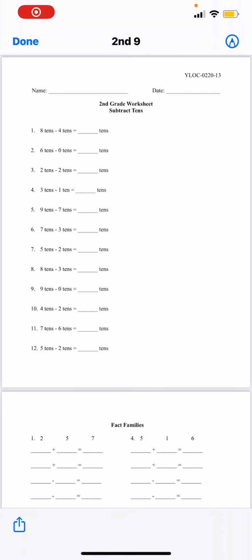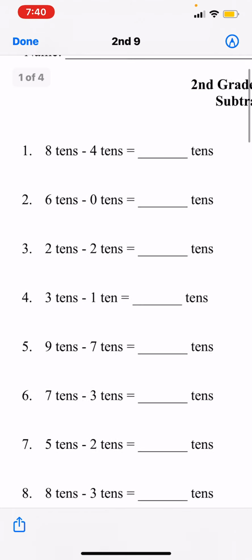Hello class, I will be teaching you how to subtract tens.